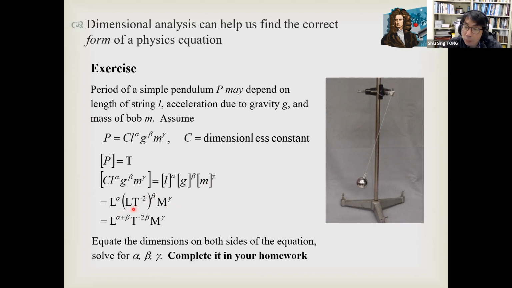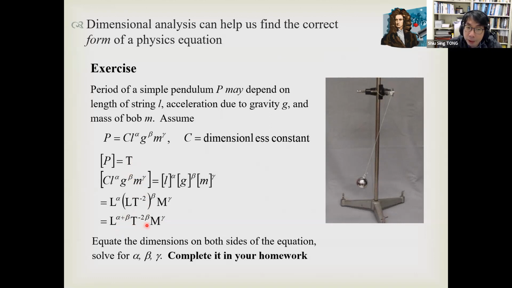So we group all the terms with L together. So this is L to the power alpha multiplied by L to the power beta. So I have L raised to the power alpha plus beta. And this quantity is raised to the power beta, so the T^-2 becomes T raised to the power -2 beta. And we also have M to the power gamma. Okay. Now, the fact that the dimensions of both sides are equal means that these three quantities, when they multiply together, should give you a dimension of time.